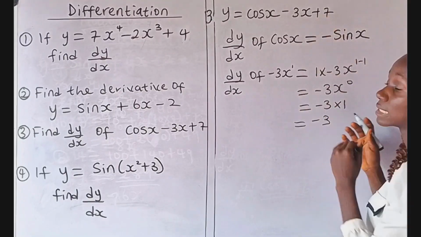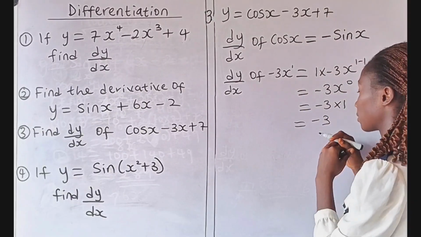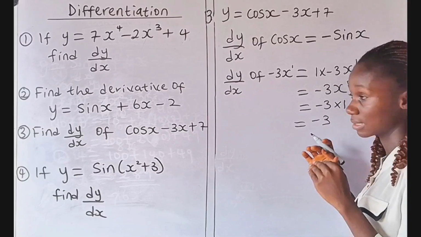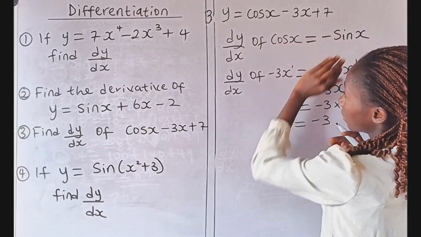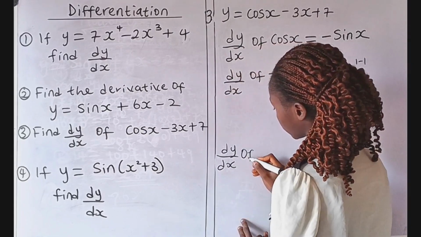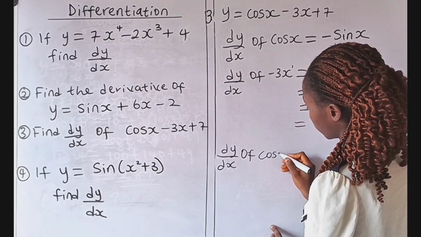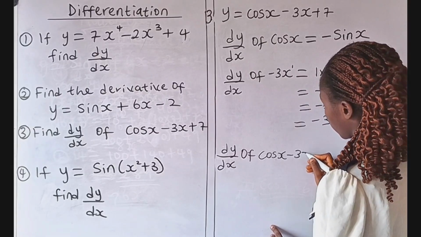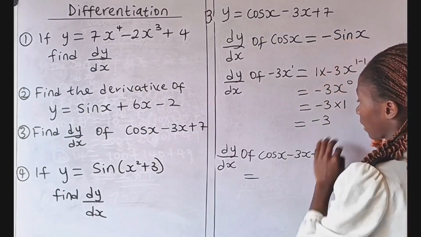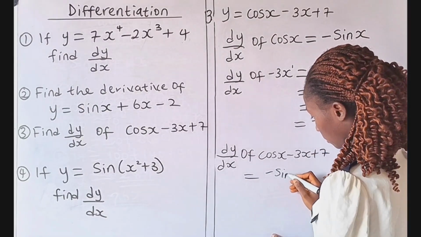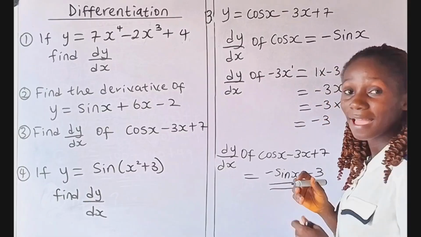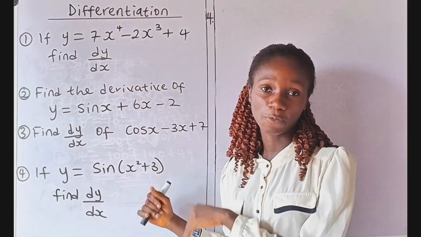Now, 7 is a constant, so it is 0. There's no need of us writing 0. Just know that a constant, when you find the derivative, is always 0. So the dy/dx of our expression given is minus sine x minus 3. As simple as that. Let's solve question 4.